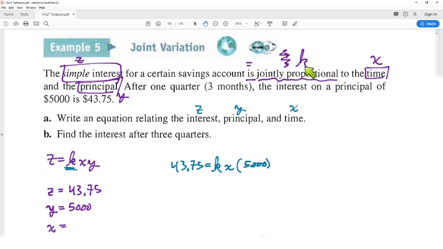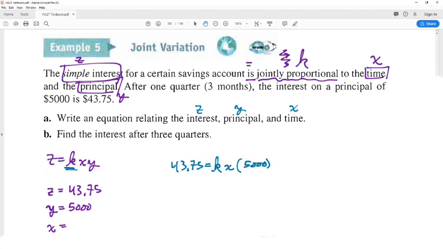Okay, so now x is time, and, oh, I totally missed that. It says 3 months right here. Now we can say that x is in quarters, or we can say that x is in months. Looking at this question right here, it says nothing that clues me in onto whether to use months or quarters. This next one says find the interest after 3 quarters.